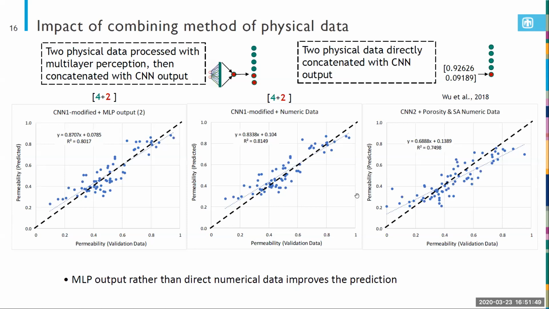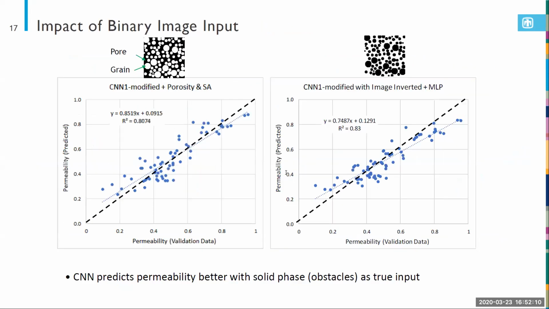In this case, we also compare some of the cases I already presented versus some previous cases. In particular, these two cases use two parameters, porosity and surface area, as numeric values. However, a different CNN architecture gives us much better prediction. So as expected, the architecture of the CNN matters to improve model prediction.